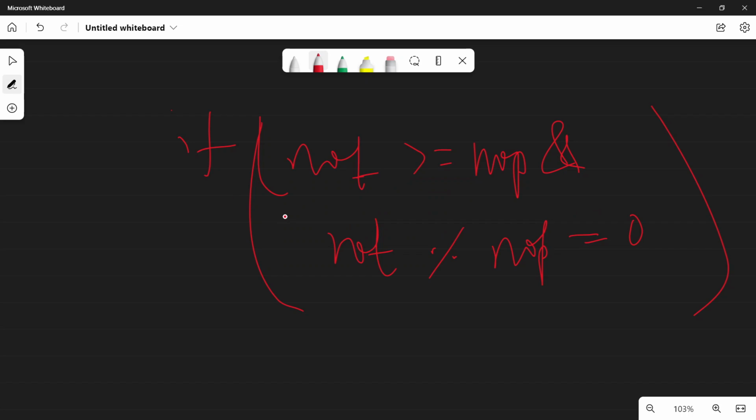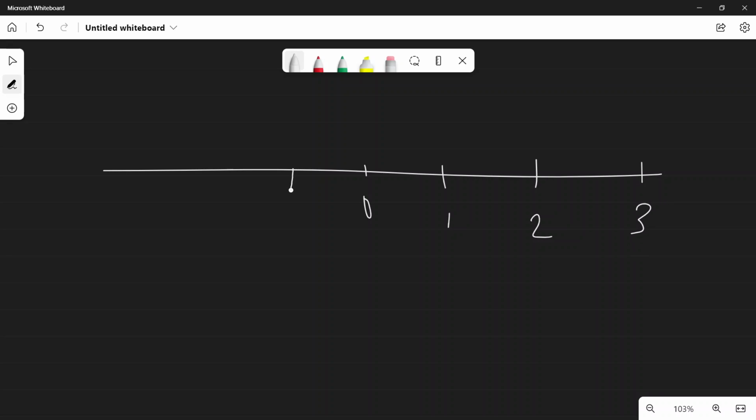The first case is 1 and 3. This is our number line: 0, 1, 2, 3, and -1, -2, -3, and so on. The initial position of the policeman is 1, and the thief is at 3.